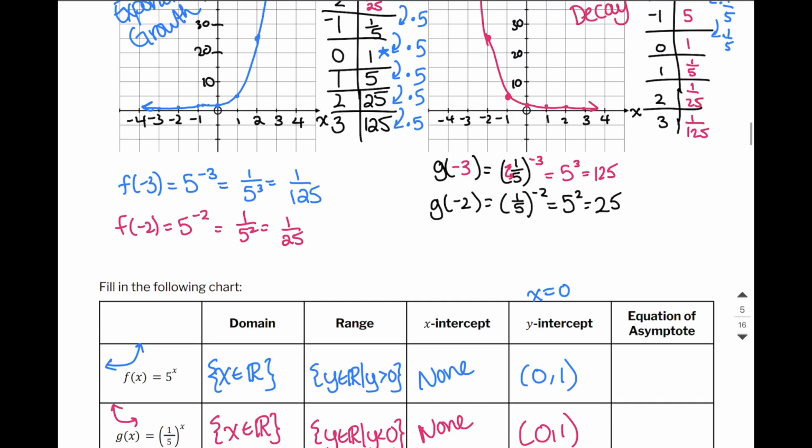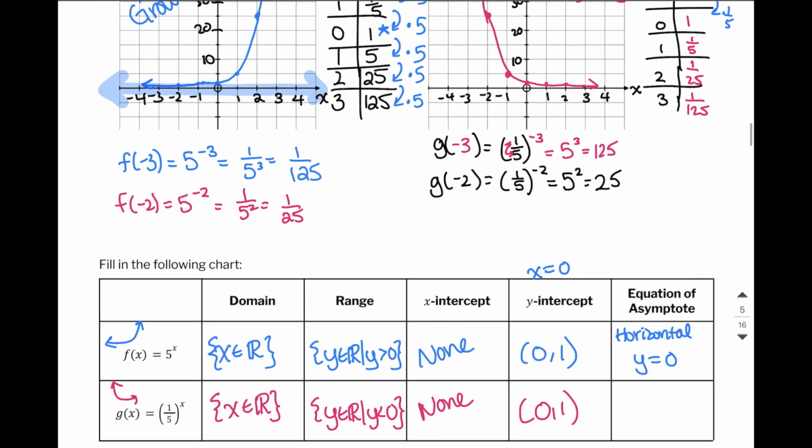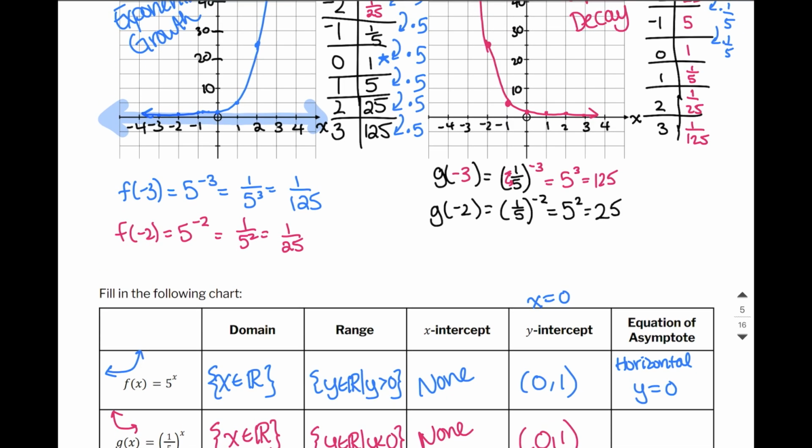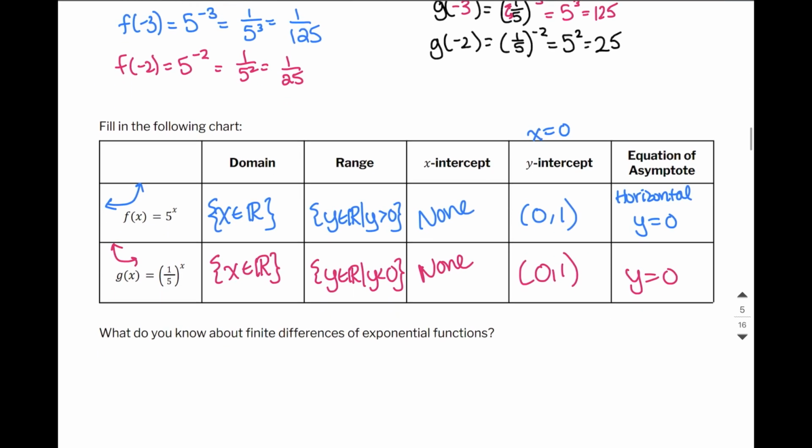Now, the equation of the asymptote. So if you look right here, we have an asymptote here. My graph is trying really hard to touch that x-axis, but it just can't. So that means that we have a horizontal asymptote, and the equation of it is y equals 0. And that's true regardless of whether we have exponential growth or exponential decay. So here we also have a horizontal asymptote for y equals 1/5 to the power of x, and it's going to be y equals 0.